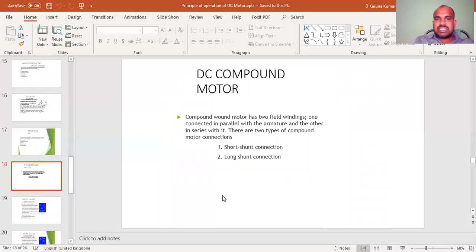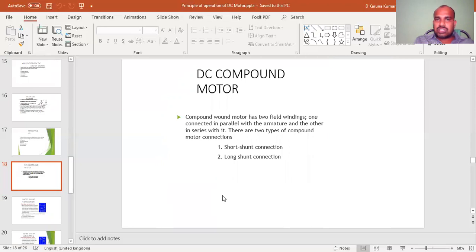The next machine is the DC compound motor. The DC compound motor has two field windings, the DC shunt field winding and the DC series field winding. One is connected in parallel with the armature and the other in series with it. The two types of compound motors are short shunt and long shunt.